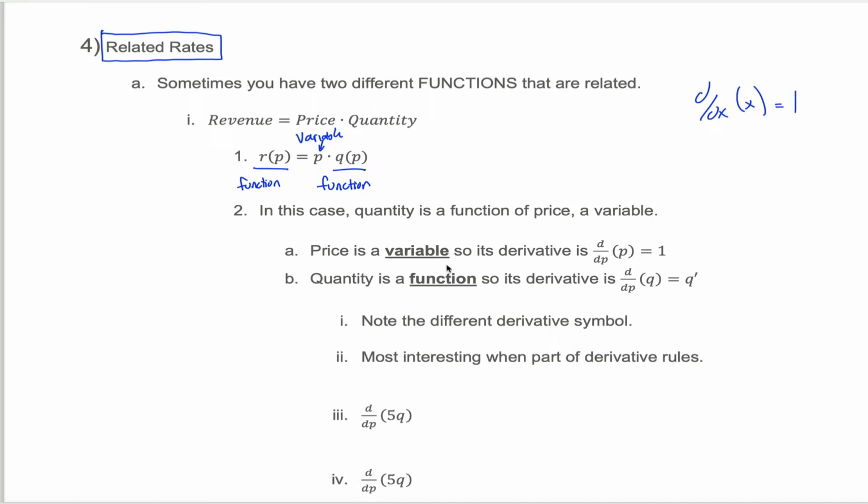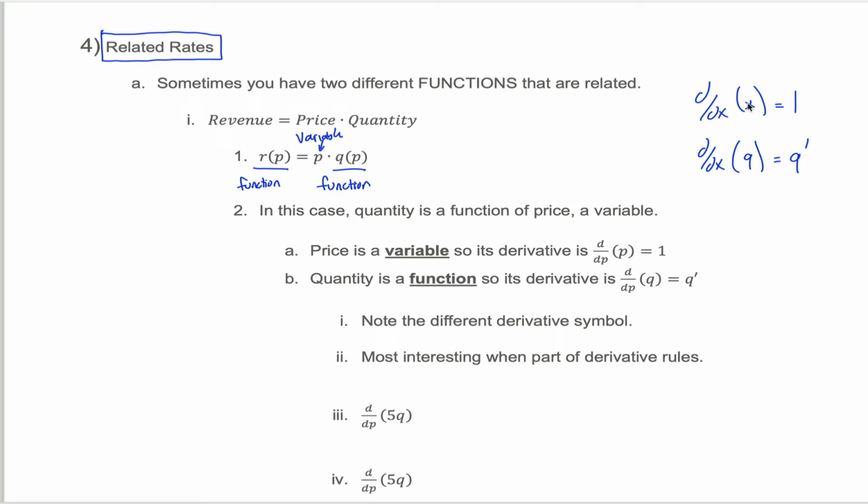However, when we're taking the derivative of a function instead of a variable, its derivative is not equal to 1. The derivative of q here is not 1, it's q prime. I don't even like writing this, but I'm going to write it because maybe it'll help. The derivative of q is equal to q prime in our language of this class. The derivative of my variable is just 1. The derivative of my function is q prime.